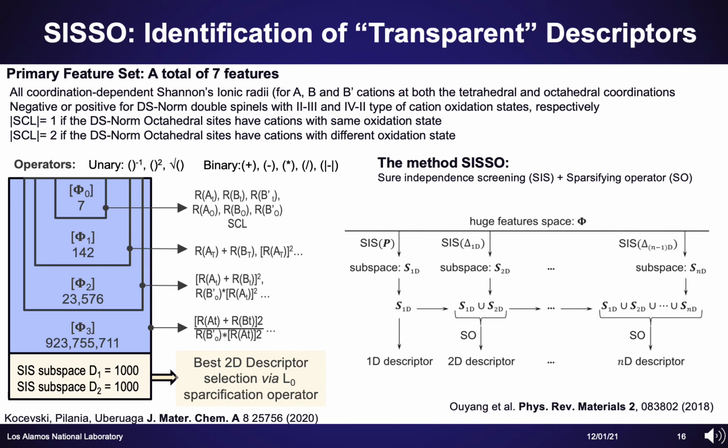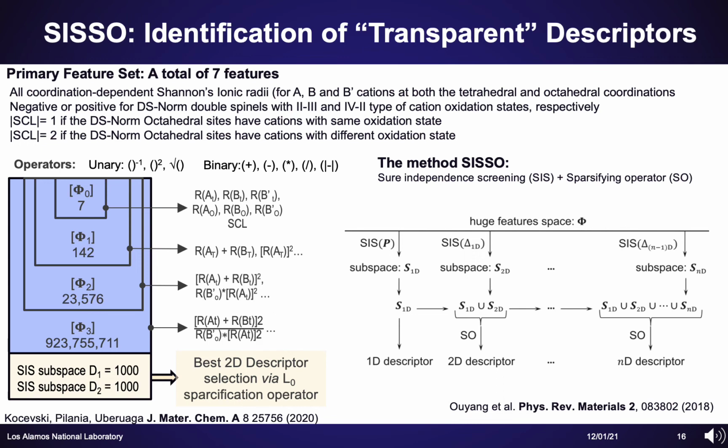To generate a classification model for predicting the relative stability of a double spinel chemistry in double spinel inverse versus double spinel normal structure, we start with a set of 6 Shannon's ionic radii and one categorical variable defined as SCL, where SCL stands for spinel classification label. We consider both the tetrahedral and octahedral coordinated ionic radii for each of the three cations. SCL not only labels the 2,3 and 4,2 type cation charge states for the double spinel, but also distinguishes whether the cations on the octahedral sublattice exhibit a uniform nominal oxidation state or not.